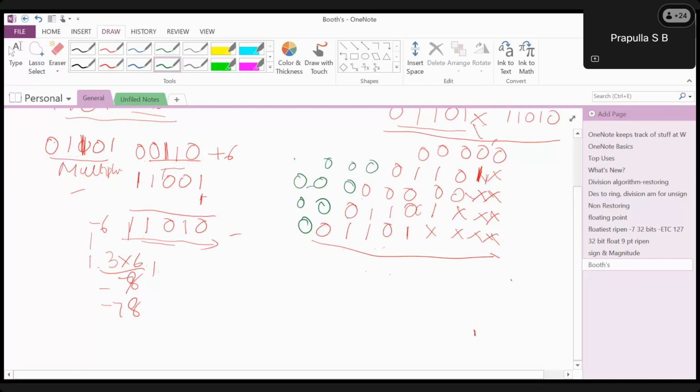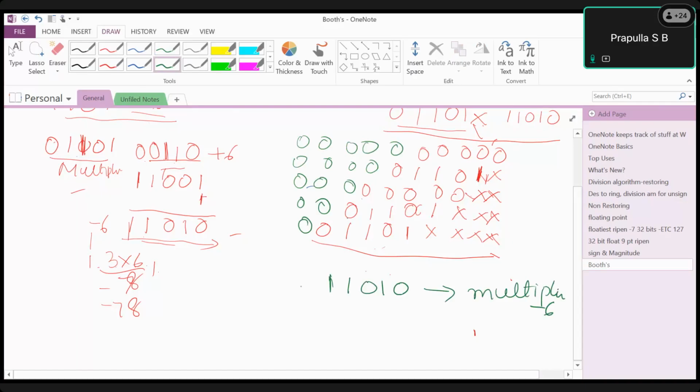So we call this a sign extension, but the normal multiplication we are doing will not work for negative numbers. So what we do is we go for Booth's algorithm. In Booth's algorithm we do the bit pair recoding. See, you have 11010 as your multiplier bits. This is your -6.